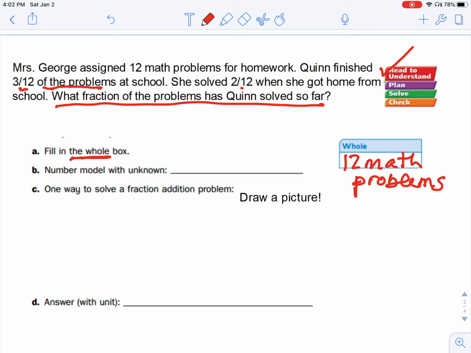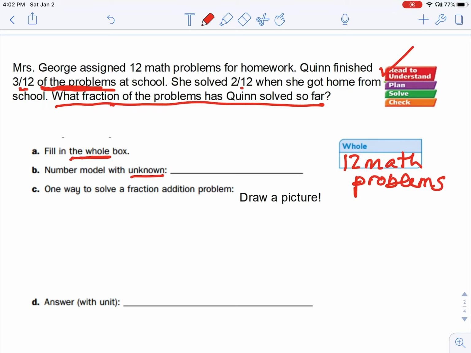My trick to finding out the whole is always I look right after the fraction at what the words are, and that gives me a little hint. And then you just have to use your common sense and think about it. What am I talking about here? What would be being done with everything, the entire whole? Okay. Now it asks us for a number model with unknown.